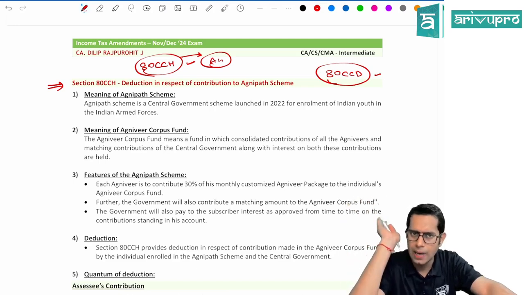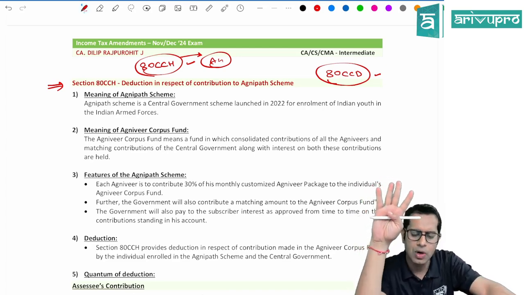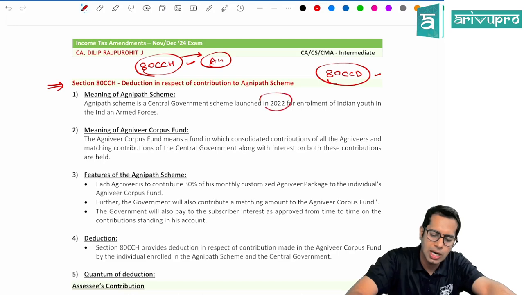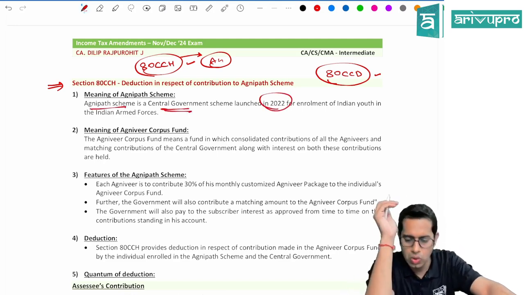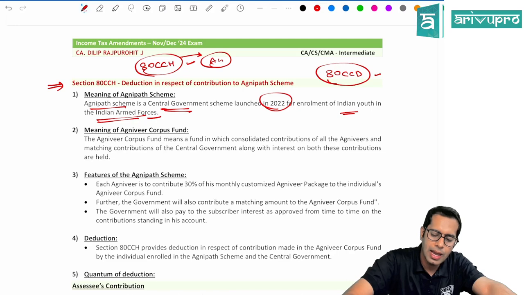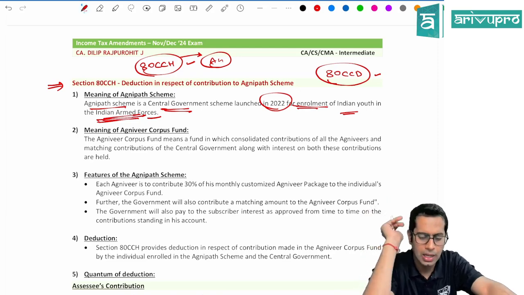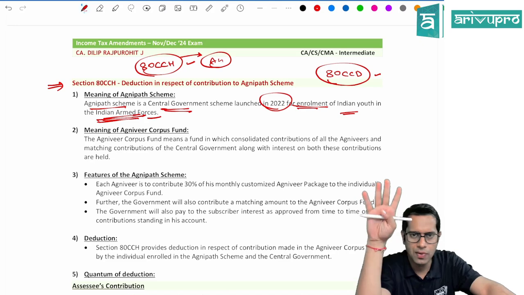You can join the Indian Army and you should work for the Indian Army for a period of 4 years. So this was launched, the Agnipath scheme. The Agnipath scheme was launched by the central government in the year 2022, wherein Indian youth were enrolled under which, sir, Indian Armed Forces. So you can join your Indian Army. So what was happening? You should work for the Indian Army for a period of 4 years.